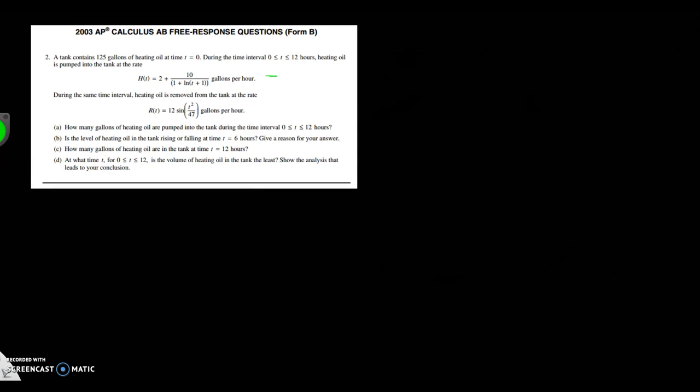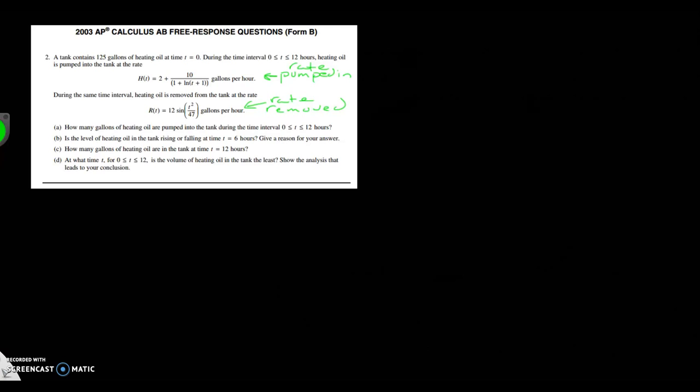So let me write down pumped in. And this is a rate pumped in. And this is the rate removed down here, and it's at the same time interval. That's the rate.